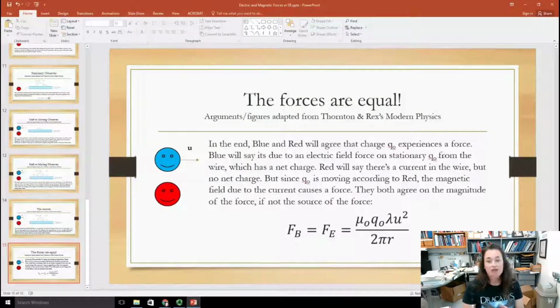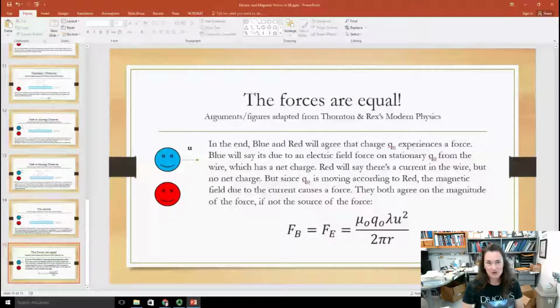And the magnitude of that force will be equal to mu naught times Q naught lambda u squared over 2 pi r, where mu naught is the permeability of free space, Q naught is the test charge, lambda is the linear charge density, u is the speed, and r is the distance radially away from the center of the wire to the test charge. So they're both going to agree on the magnitude of that force. That's the proof I'll present in class, but hopefully the conceptual basis of that has now been explained.